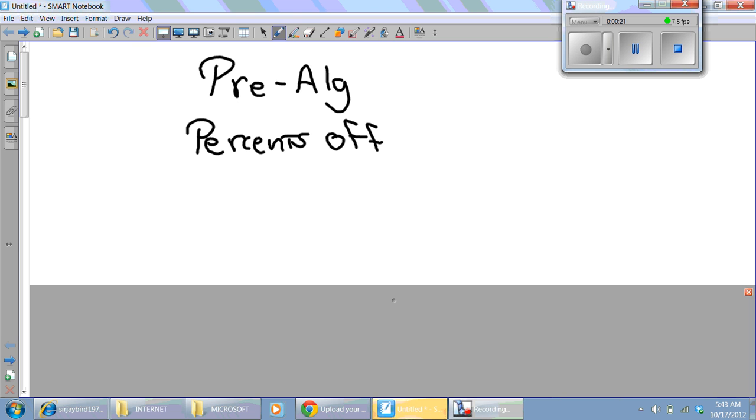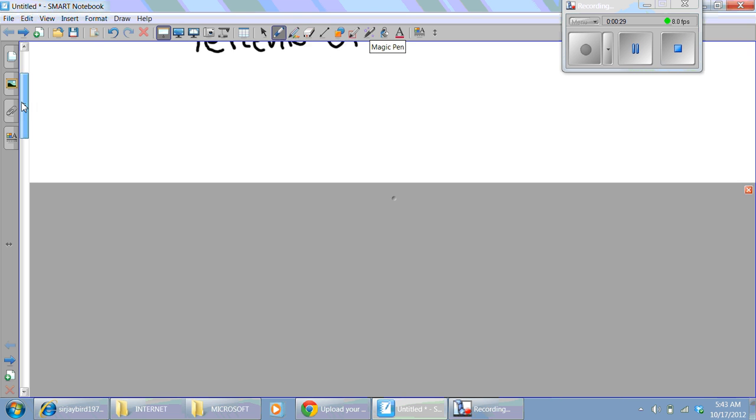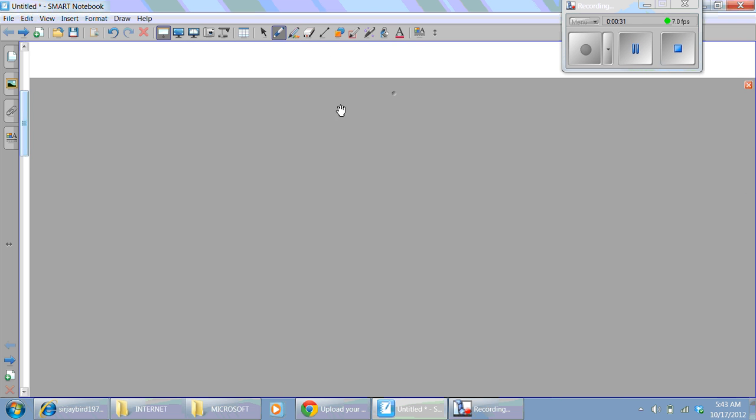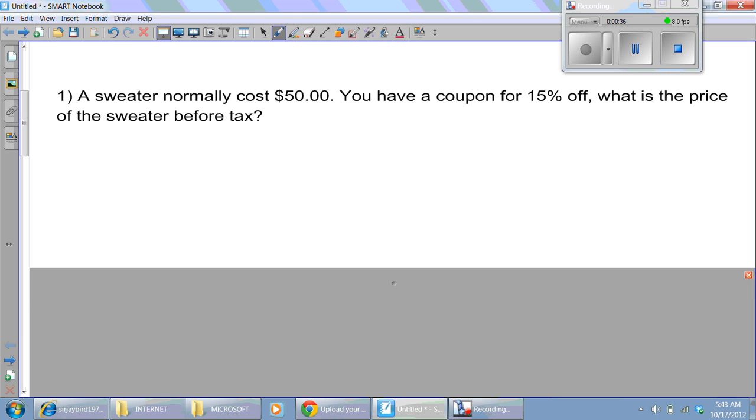It's a very handy skill to know what your new price is going to be, especially if you're trying to figure out how much money you're going to need before you go and buy it, or to make sure the store isn't making a mistake. And I'll tell you, stores make lots of mistakes. So let's look at our first problem here.